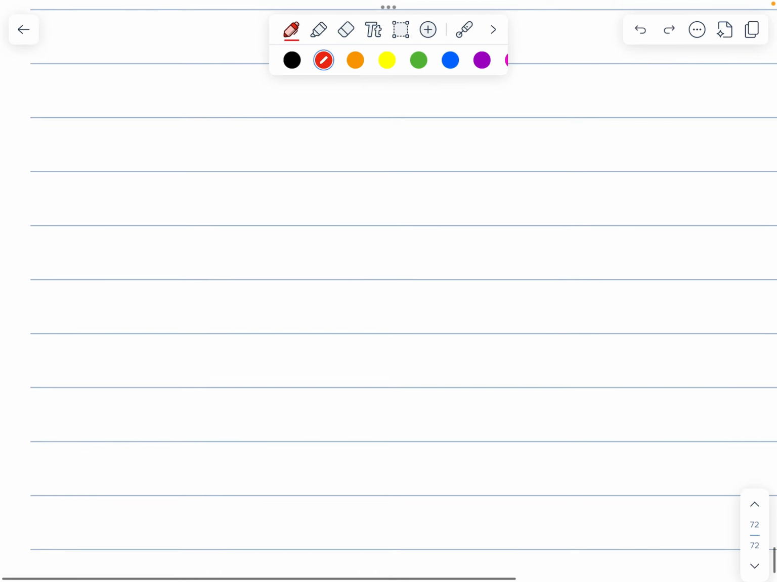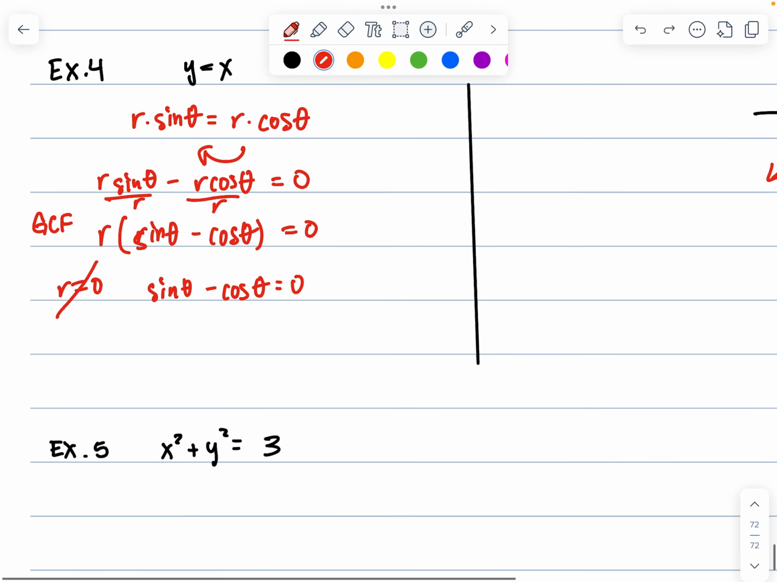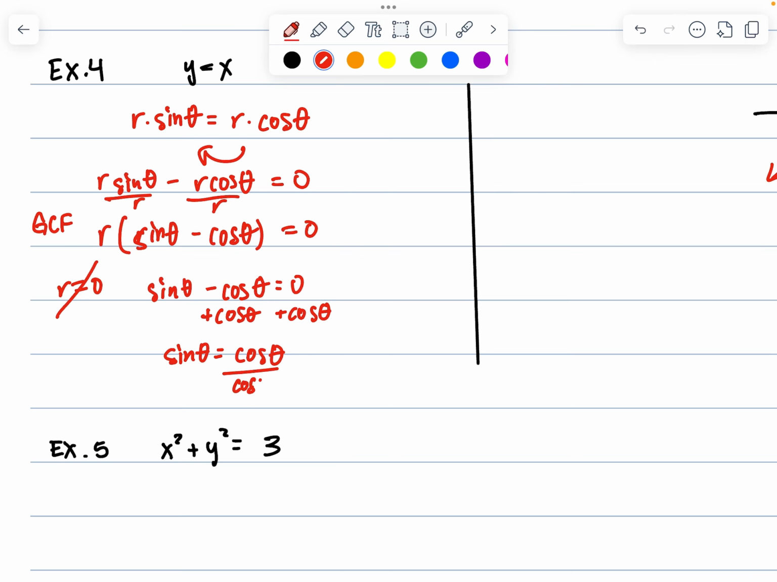So the way we would do this is we would add cosine back. We end up with sine theta is equal to cosine theta. And then this is kind of the weird part, we would divide by cosine theta on both sides. Cosines on the right will cancel out and you get 1. And you end up with sine theta over cosine theta, which hopefully is familiar because sine over cosine is tangent theta is equal to 1.